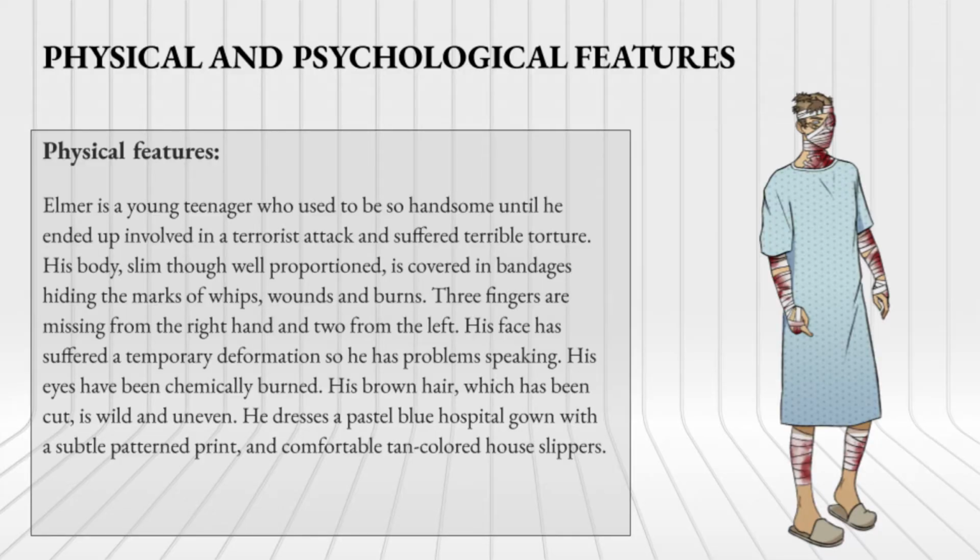Physical features. Elmer is a young teenager who used to be so handsome until he ended up involved in a terrorist attack and suffered terrible torture. His body, slim though well proportioned, is covered in bandages, hiding the marks of whips, wounds, and burns. 3 fingers are missing from the right hand and 2 from the left. His face has suffered a temporary deformation, so he has problems speaking.